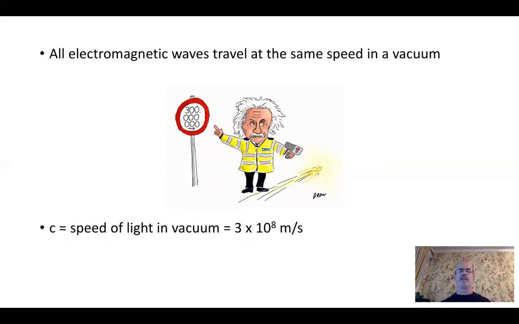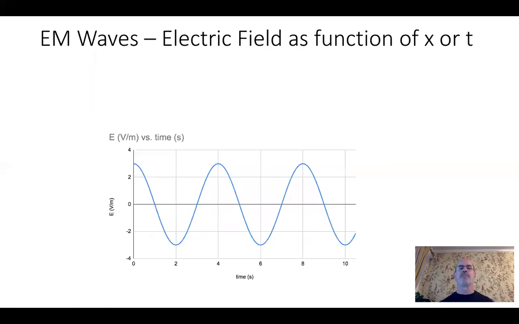Now, as we'll learn later, the speed of light in other materials is not the same. Light slows down when it hits other materials like air, glass, etc. Electromagnetic waves can be represented mathematically.